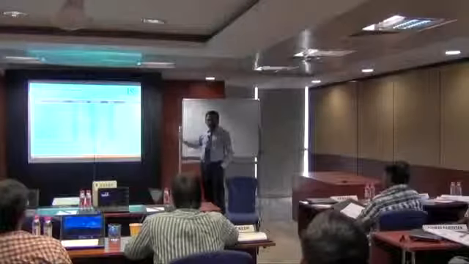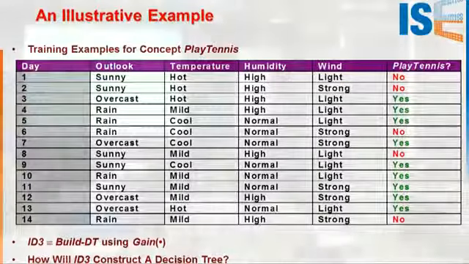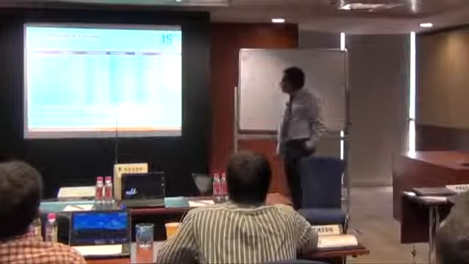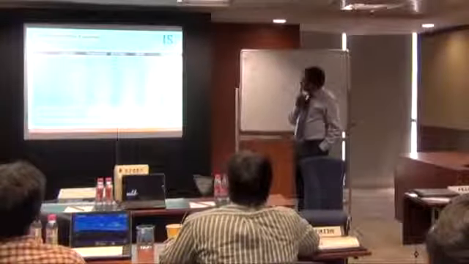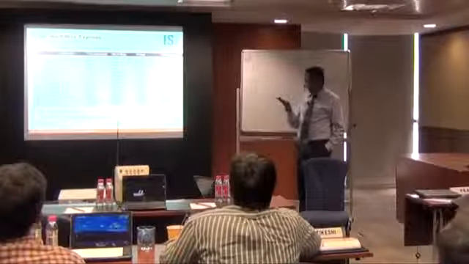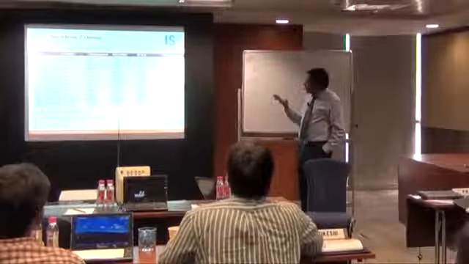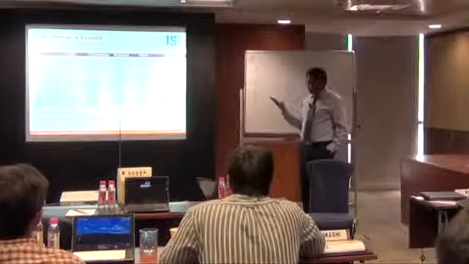Construct the whole tree for this example. Total of 14 points. How many attributes? 14 instances. 4 attributes. All 4 are nominal. Yes. And it's a binary classification problem. Supervised training set. Yes.